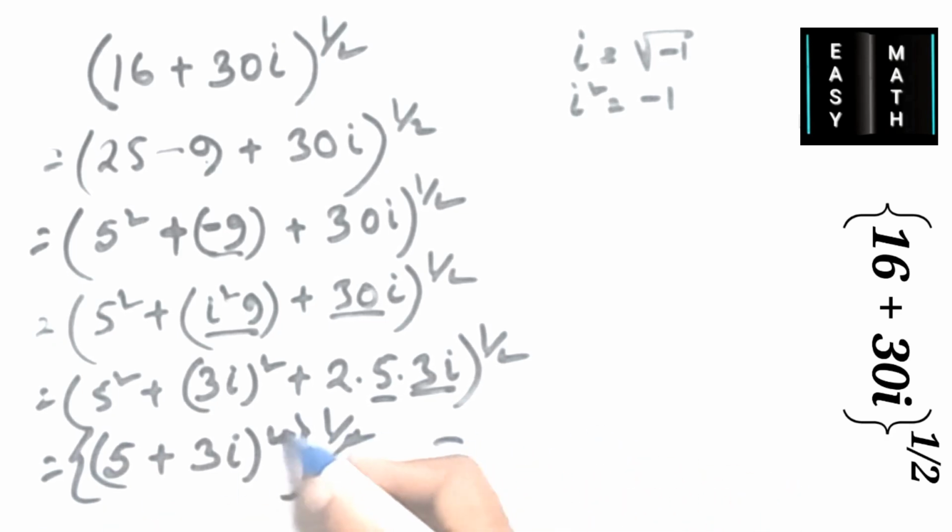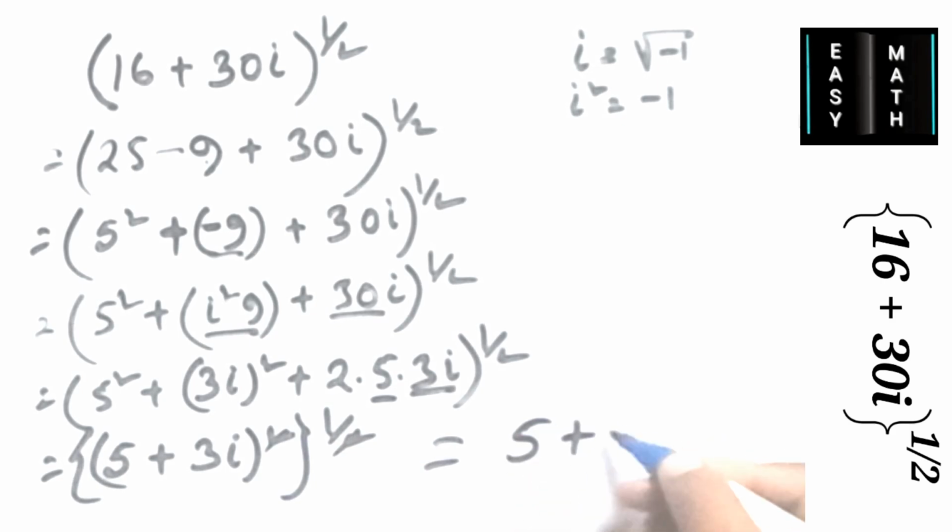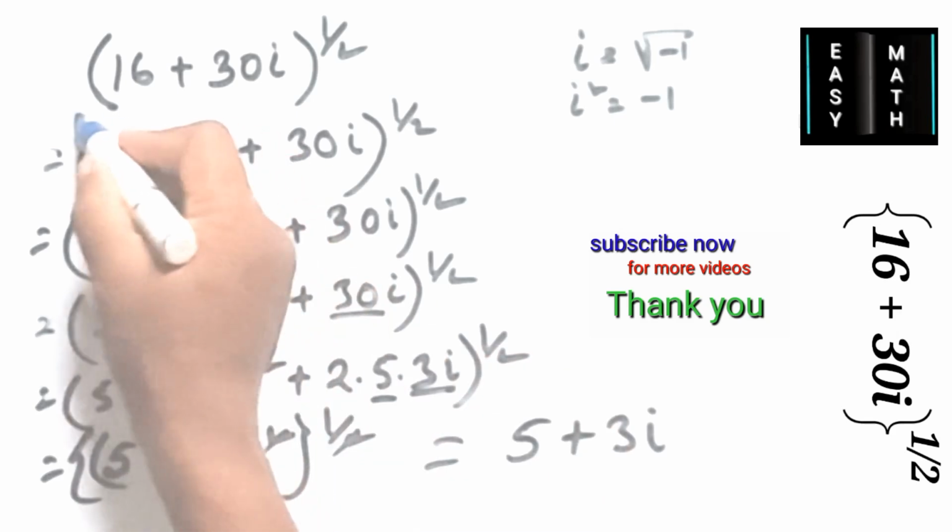And now this cuts. So there is 5 plus 3i. So the total is 5 plus 3i.